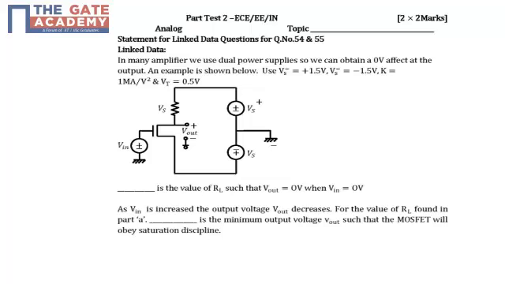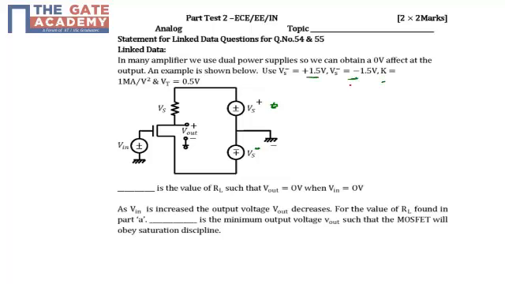Hello friends, this question is from the subject of analog. It's a linked data question. In this question, one NMOS is given, and it is given that in the circuit we have two voltage sources. One is Vs plus, the other is Vs minus. Vs plus has a magnitude of plus 1.5, and Vs minus has a magnitude of minus 1.5.